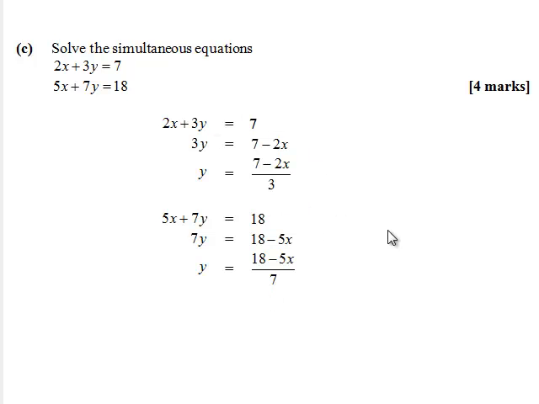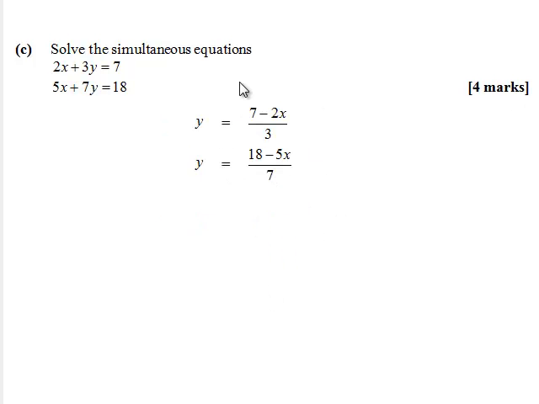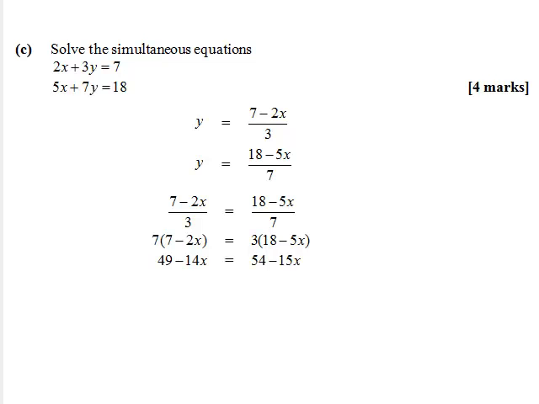I'm going to take these two lines out to give me a bit more space. Y is equal to 7 minus 2x over 3, and y is also equal to 18 minus 5x over 7. So these two are equal to each other, so I can write like that. So I'm going to multiply this side by 7 and this side by 3, and then I'll expand these brackets. 7 times 7 is 49 minus 14x, and I've got 3 times 18, which is 54 minus 15x. So I can do that.